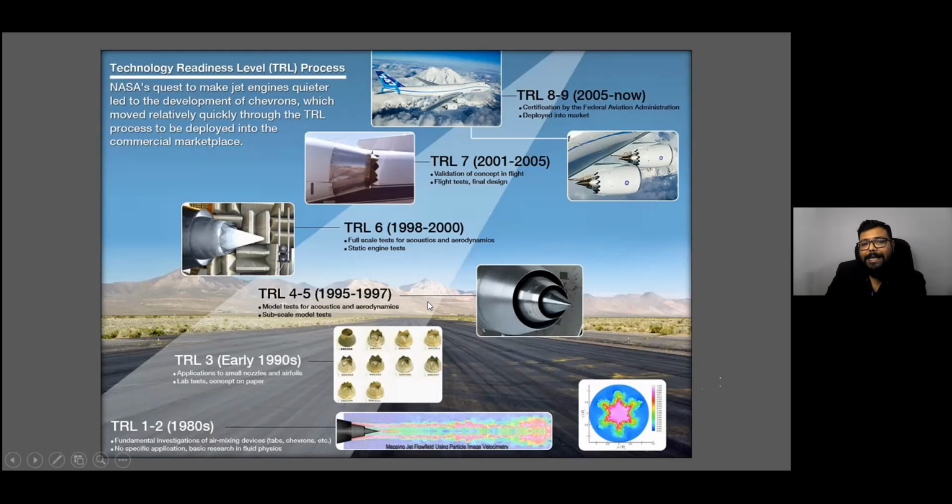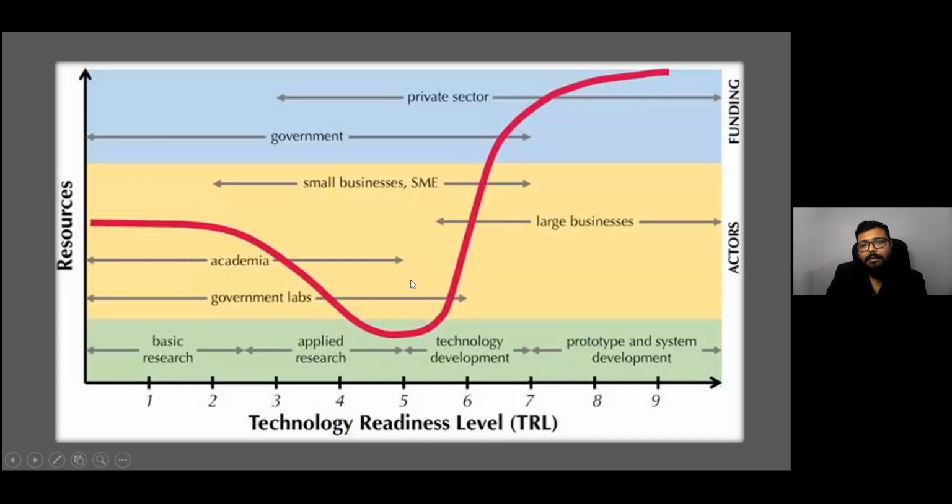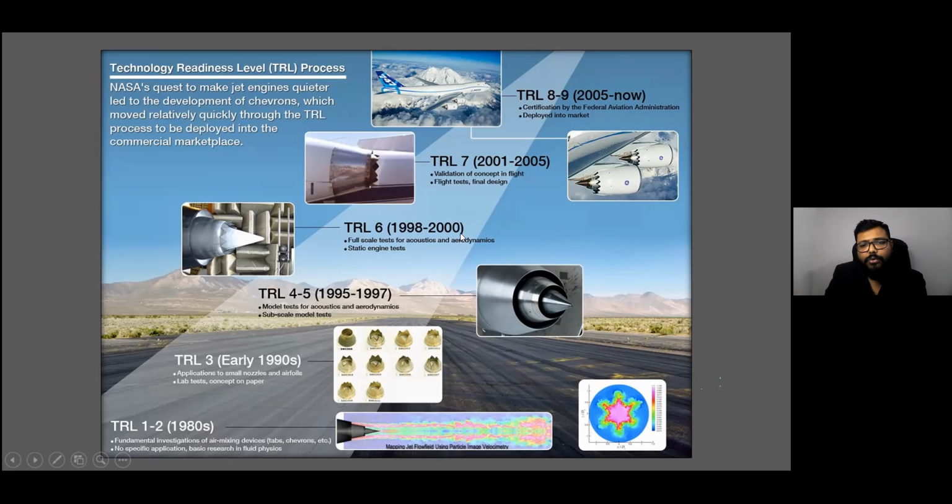Now in 1995 to 1997, TRL 4 and 5 models were tested. They started testing those nozzles to see whether the sound is reducing or not. Again, full scale testing happened from 1998 to 2000, and again they changed things.